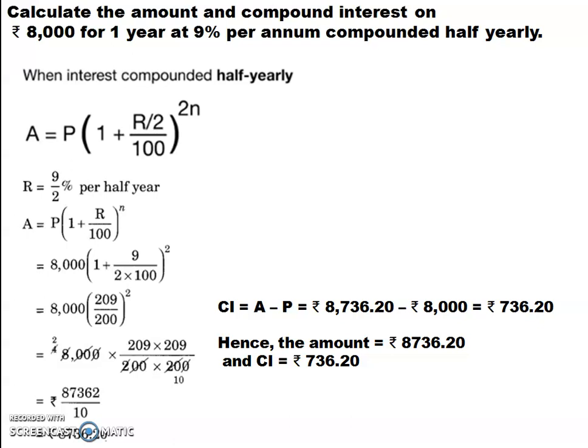So here students, the calculation part is difficult, but substitute the values properly and you will get 3 by 4th of the marks. If you do it till here, you will get 3 by 4th of the marks for the question. Don't leave it. Okay, study the formula properly. Let's see the next question.